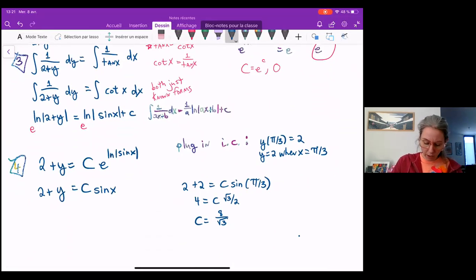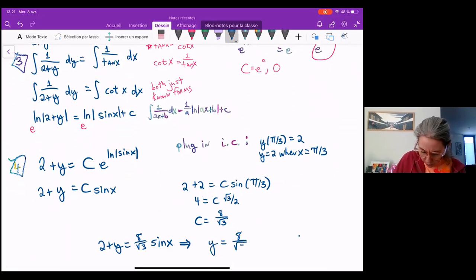Our final answer here is 2 plus y is equal to 8 over root 3 sine x, which implies that y is equal to 8 over root 3 sine x minus 2 for our final answer.